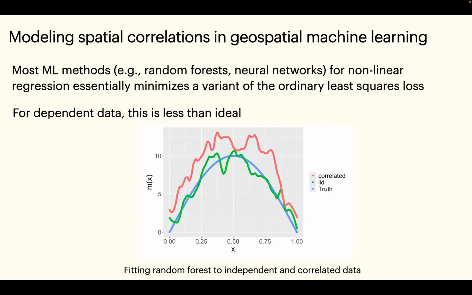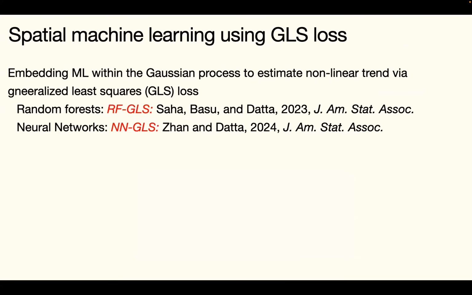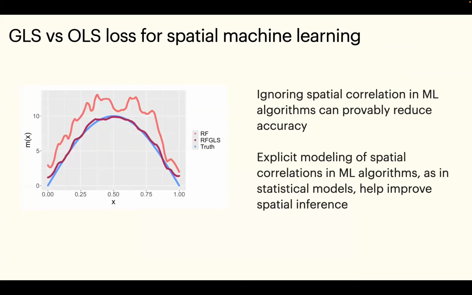And the takeaway message is, if there is spatial correlation in the data, your machine learning method should account for that spatial correlation. And how we do that, we have 2 papers out, one on random forest using generalized least squares and one on neural networks. They also have software, but this is how they perform. So when you have correlated data and you use the random forest that accounts for spatial correlation, you get this maroon line. It aligns with the truth much more closely.